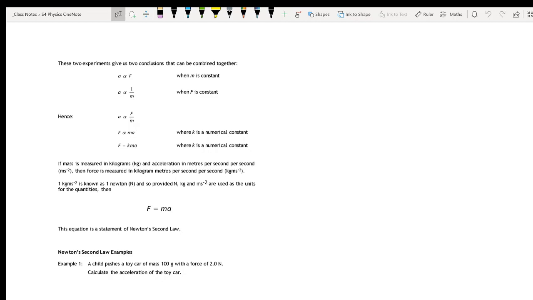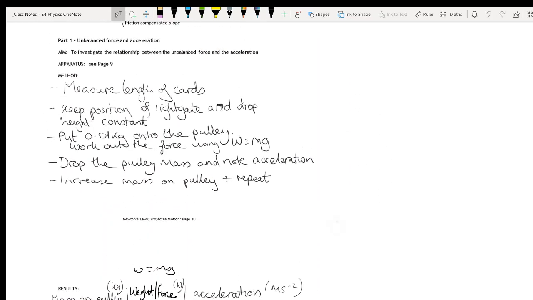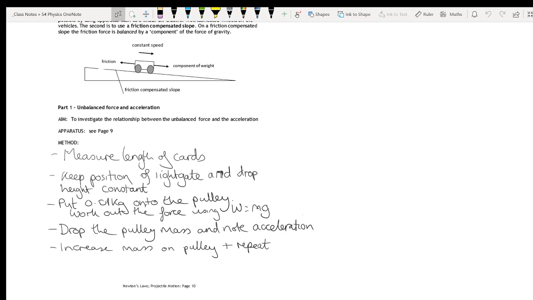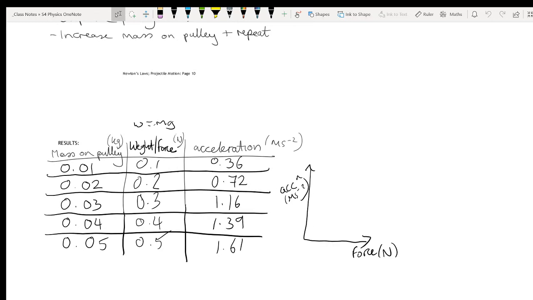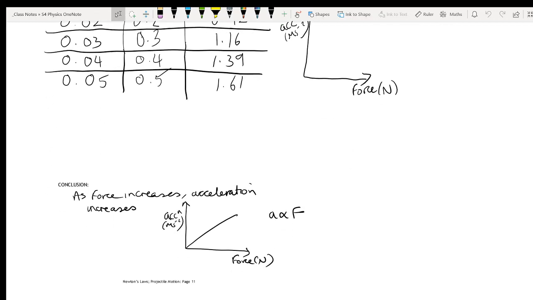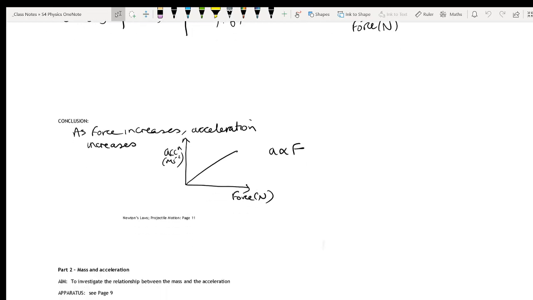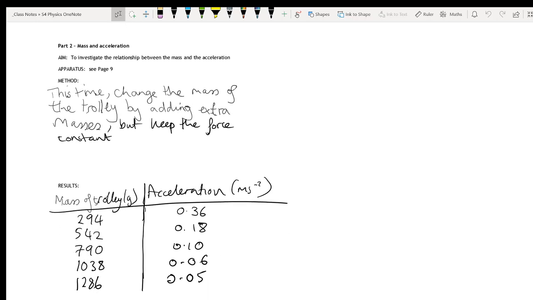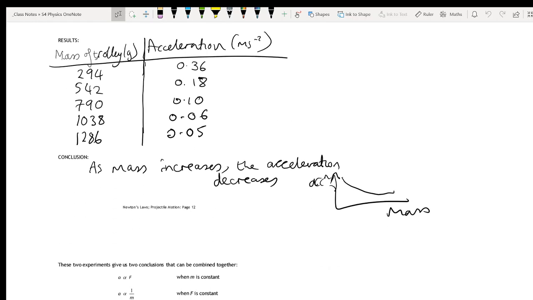Right, okay, so last lesson, as I said, we did the two experiments. We changed the unbalanced force and measured the acceleration. And we said as the unbalanced force increased, the acceleration also increased. Okay, page 13. And then we also changed the mass of the trolley. And we said as the mass of the trolley increases, the acceleration decreases.